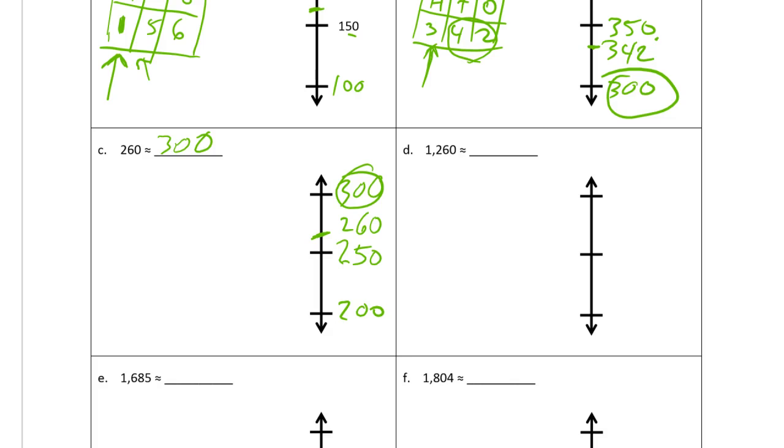So now we're in the thousands. And I'm going to use the place value chart for two of these, because we're really not used to working in thousands. I use TH, hundreds, tens, and ones. And we're looking at 1,200.